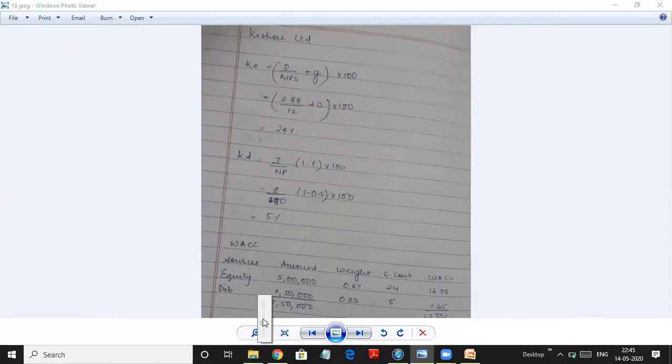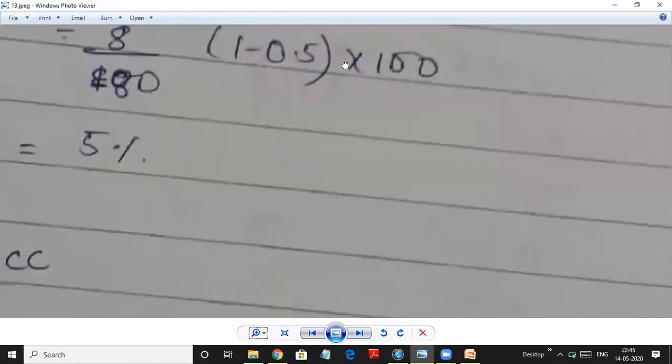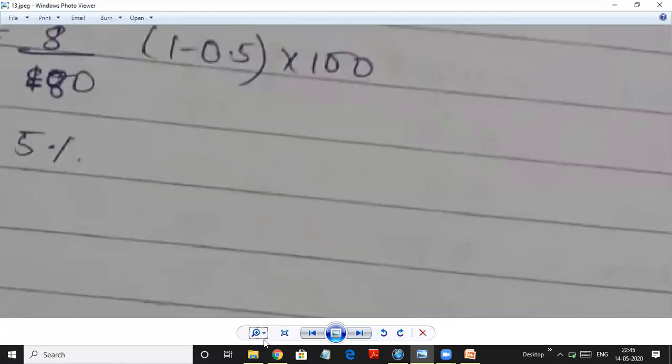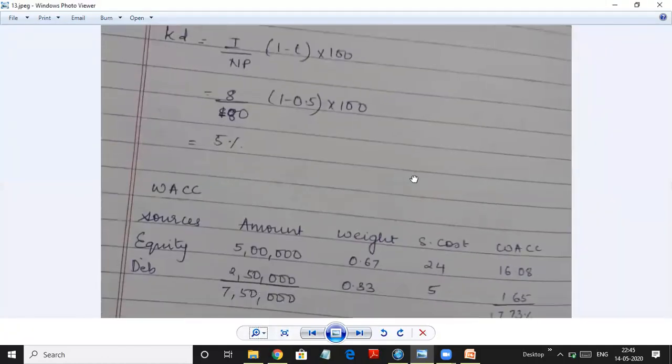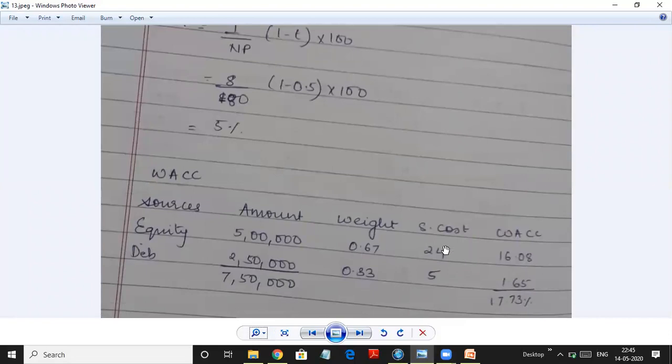So at those costs, we will write it here, 24 and 5%. Multiply the weightage with the cost. 0.67 into 24, 16.08, and 0.33 into 5, 1.65. Here there is a decimal, students, 1.65. So 16.08 plus 1.65, you will get 17.73%. So that's the weighted average cost of capital for Kishore Limited.